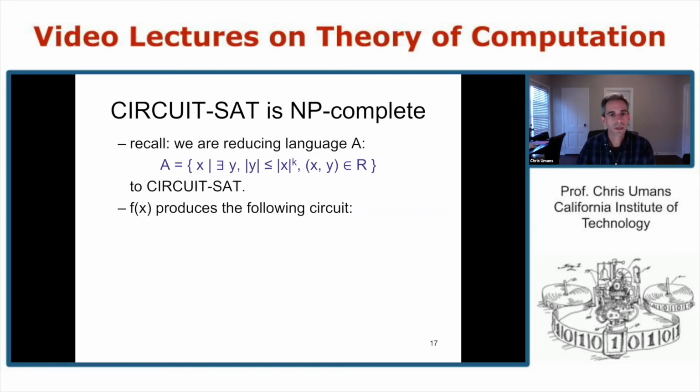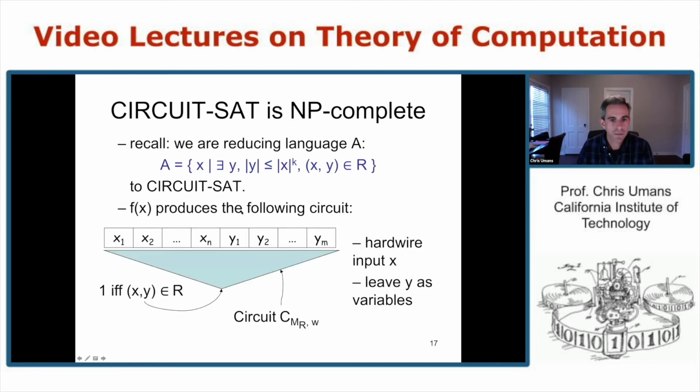Okay, so let's remember what we're trying to do with all this. We were reducing from a generic NP language, which had the following form, to circuit SAT. And the reduction, which I'm calling F, which receives an instance of A, a string X, is supposed to produce the following circuit, that circuit in blue here, which we've been talking about. It's the circuit C sub M sub R.